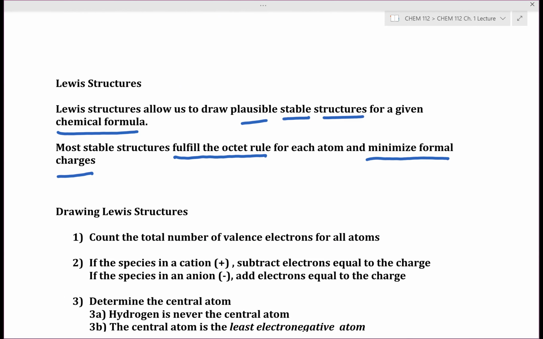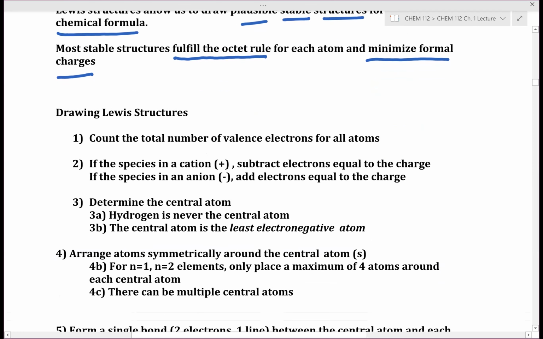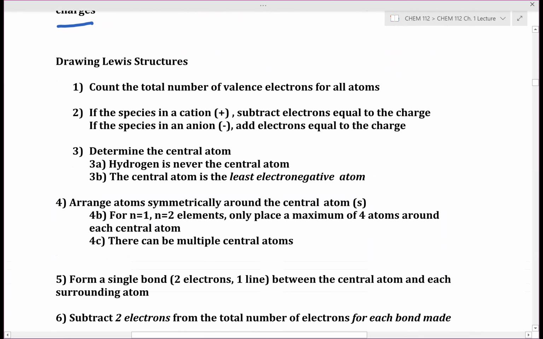So I like to use procedural methods whenever I can, when I'm dealing with solving problems. So let's go through the general procedure for drawing Lewis structures, and let's talk a little bit about why I have each of these steps. So first and foremost, you're going to count the total number of valence electrons for all atoms. Remember, you can use the trick where the group number is equal to the valence electrons.